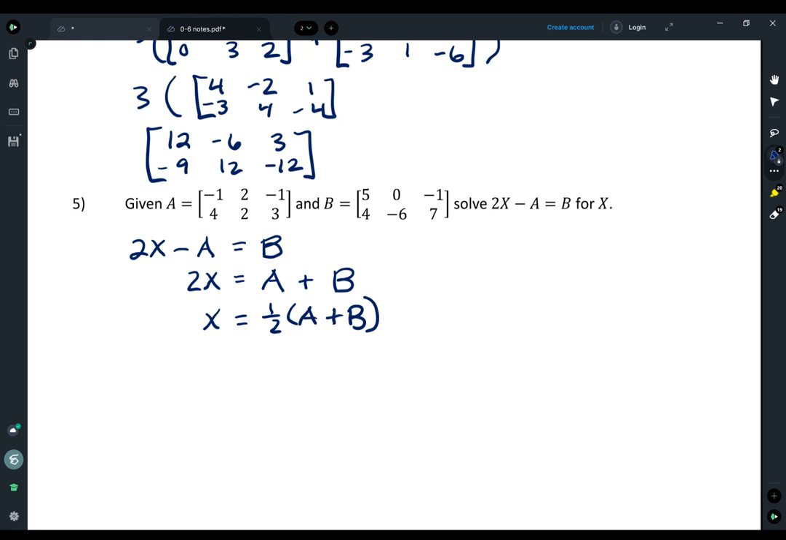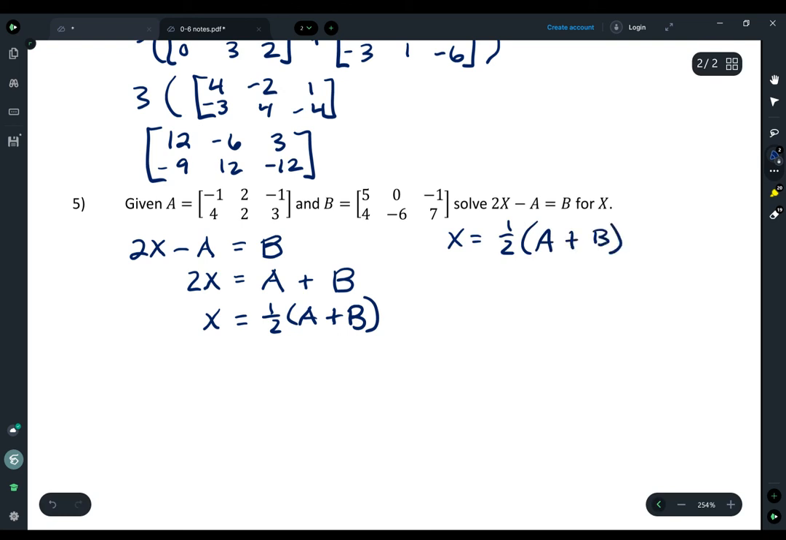So I don't want to write it as A plus B over 2, because we just don't do that with matrices. Instead, we're going to multiply by 1/2. So if x equals 1/2 times A plus B, that's what I have to do now. So I'm going to do exactly what I did on the last one, where first I'm going to take A and B and add them.